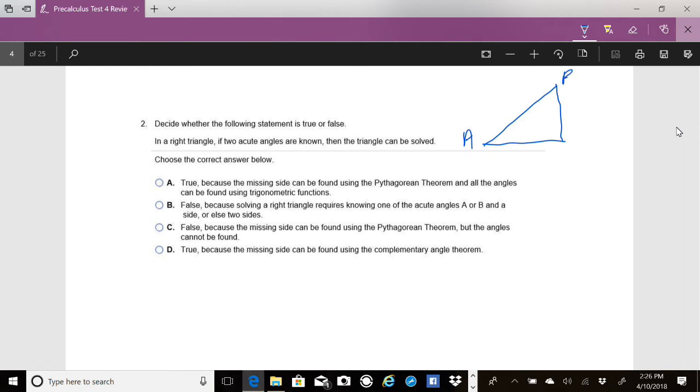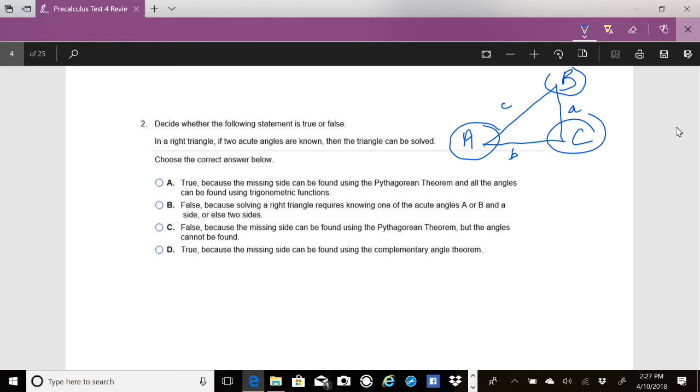A, B, C. Side A, side C, side B. If the two acute angles are known, can you find the other sides? Well, we know all the angles, C, A, and B, but notice if we don't know any of the sides, we could not solve for any of the other sides.